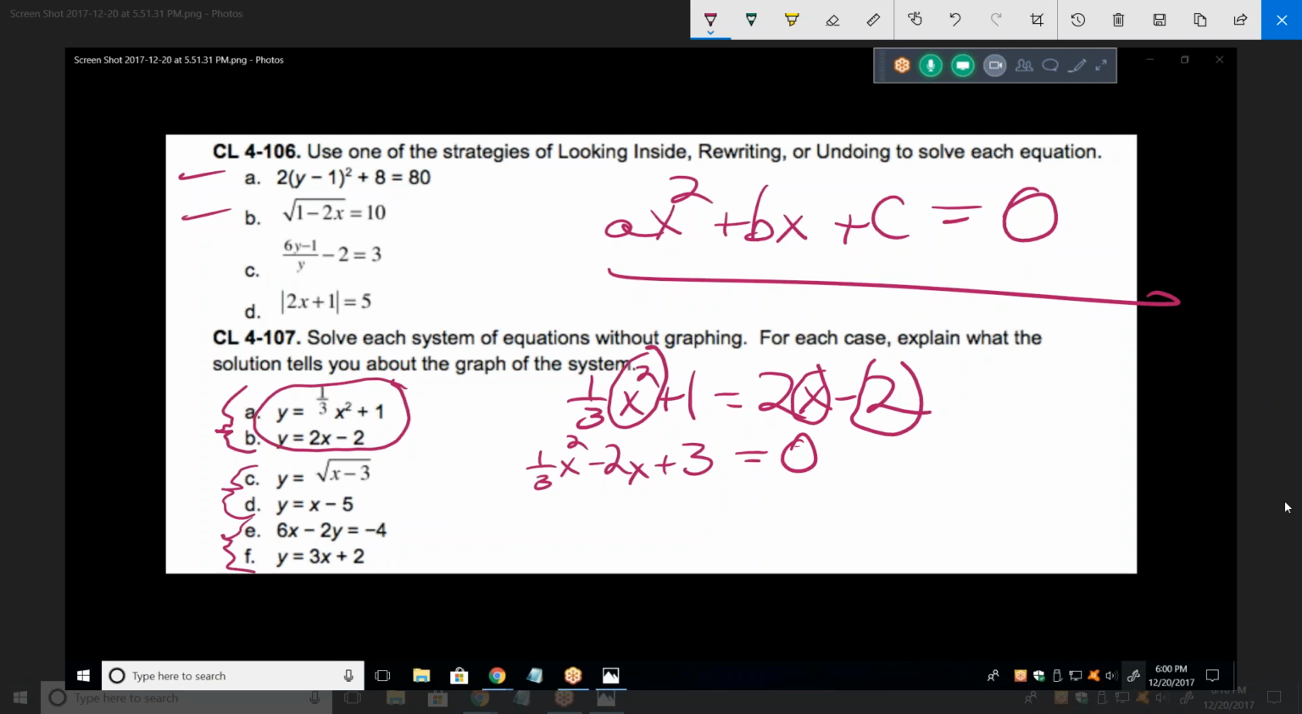Then it's just x squared minus 6x plus 9 is equal to 0. Not plus 9. Excuse me, my apologies. It is plus 9.